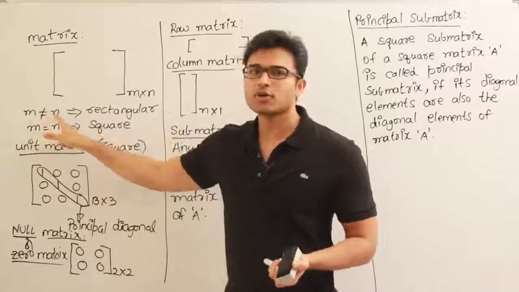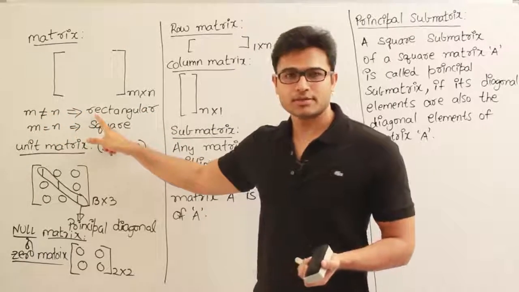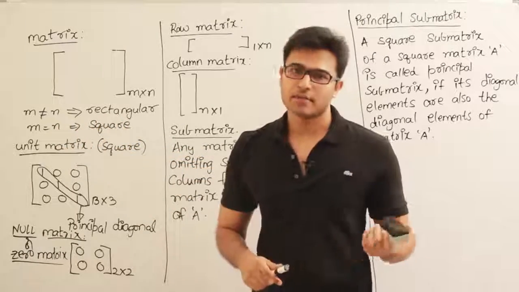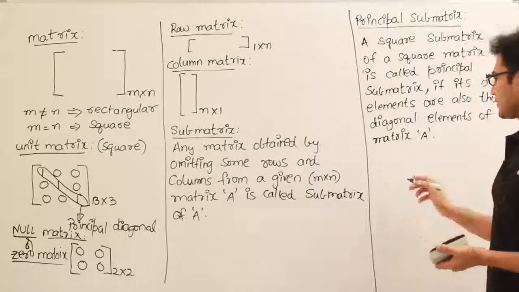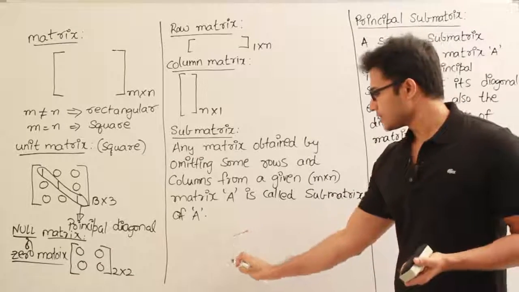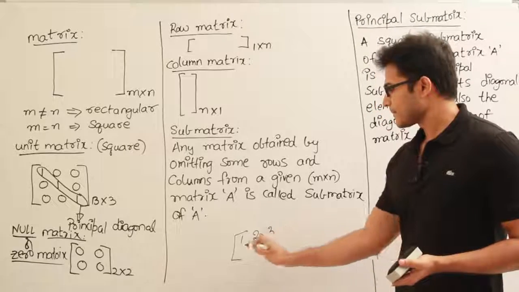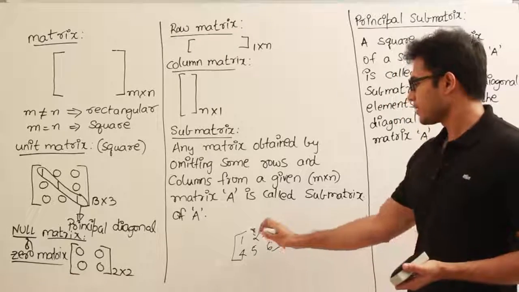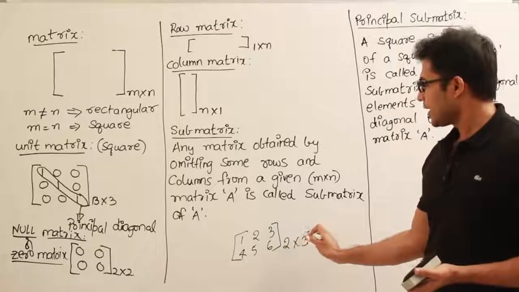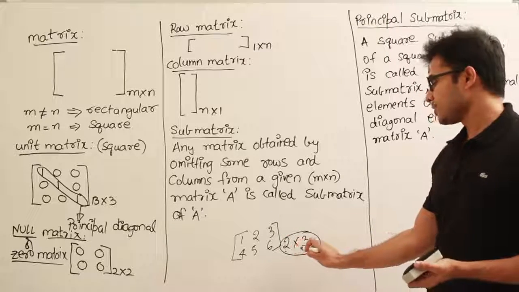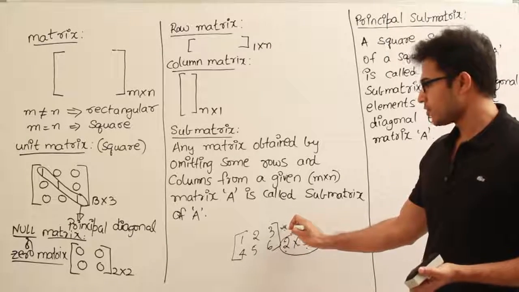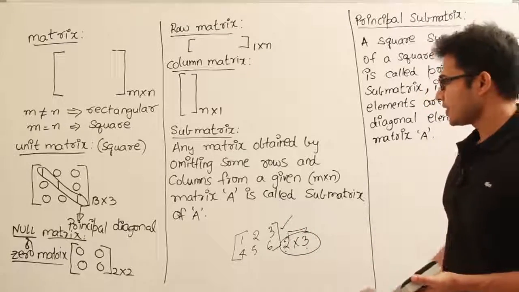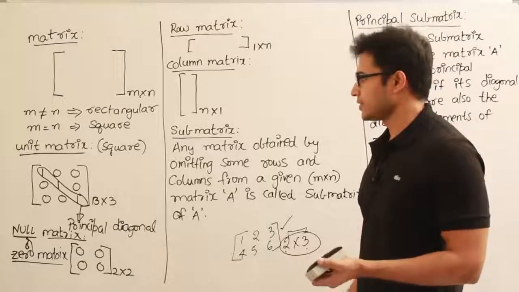And when m is not equal to n, then we call such a matrix a rectangular matrix, and when m equal to n, we call such a matrix a square matrix. For example, if I take any matrix like this, the number of rows in this is 2 and the number of columns in this is 3, right? And m is not equal to n, number of rows is not equal to number of columns. Such a matrix is called a rectangular matrix. Whenever m is not equal to n, it is called a rectangular matrix, and when m equal to n, that is called a square matrix, right?